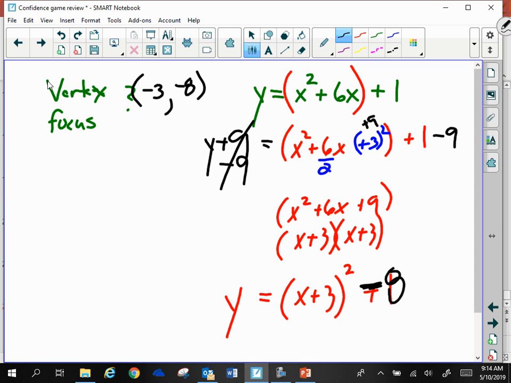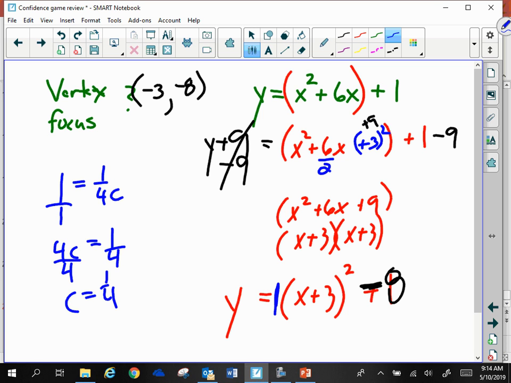Focus. My focus is found by taking the A value, which is 1, and setting it equal to now 1 over 4c. Put that over 1, we get 4c equals 1. Divide by 4, and my c value is 1/4.